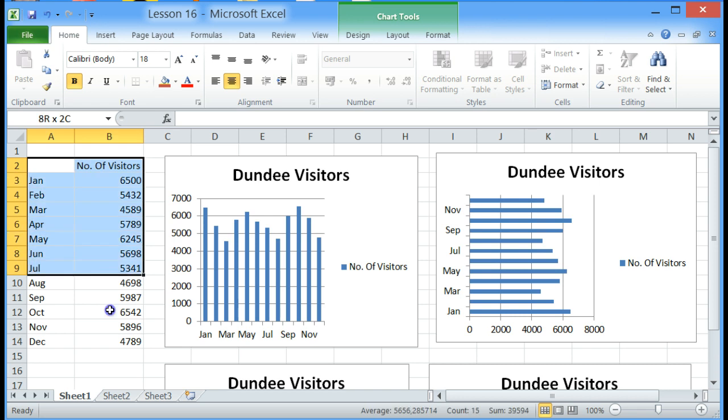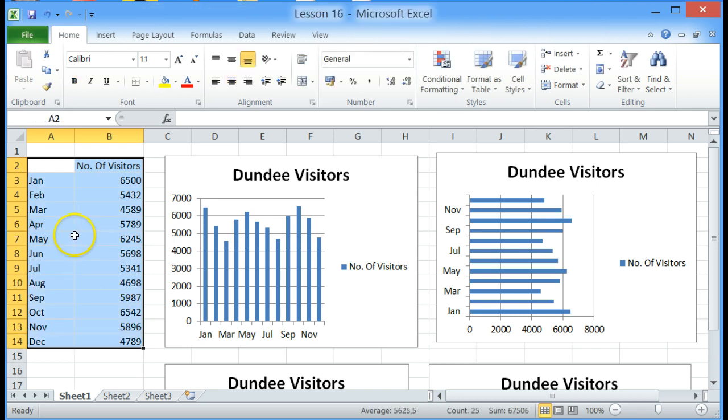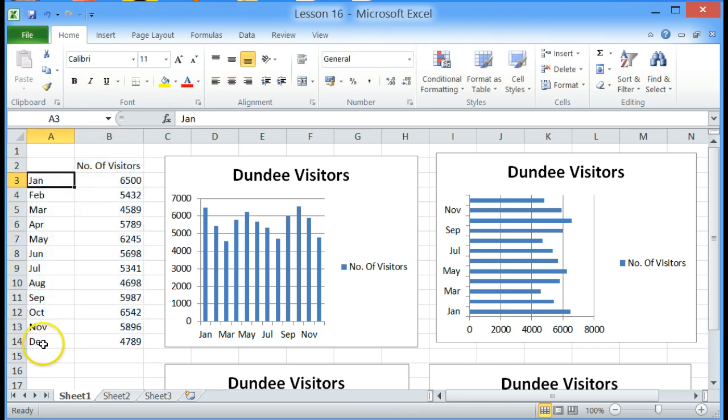There's my data for the year from months January to December, and we have in the second column the number of visitors to Dundee for that particular year for each month.